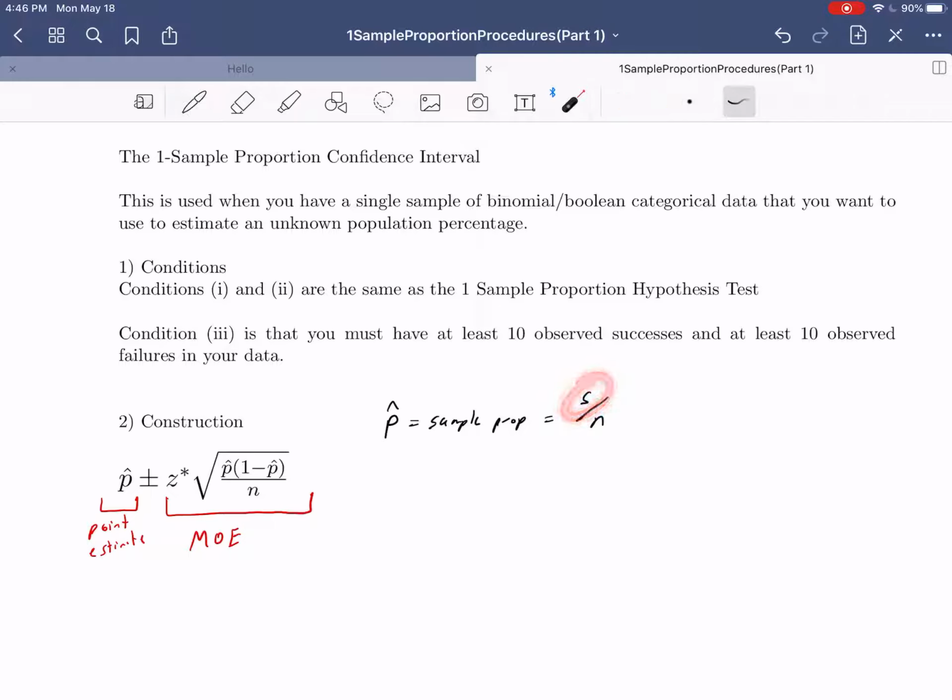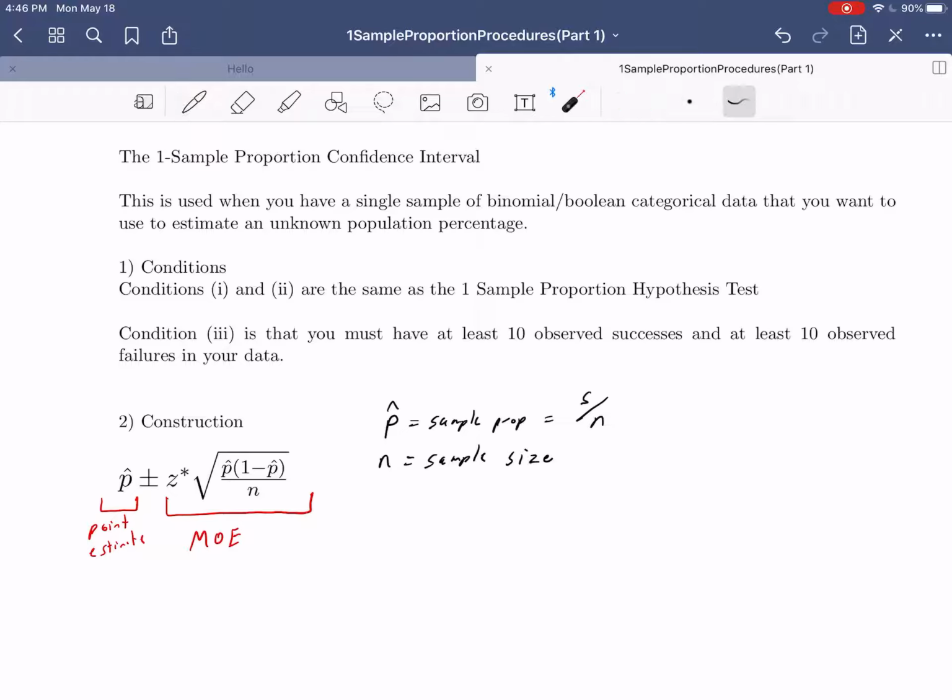Notice I'm starting to abbreviate here. Anytime you see S and F, you should recognize that, especially when you're talking about categorical data, S is going to reference successes and F is going to represent failures. So the sample proportion is S divided by n. Of course, you'll need to know n, which is your sample size.